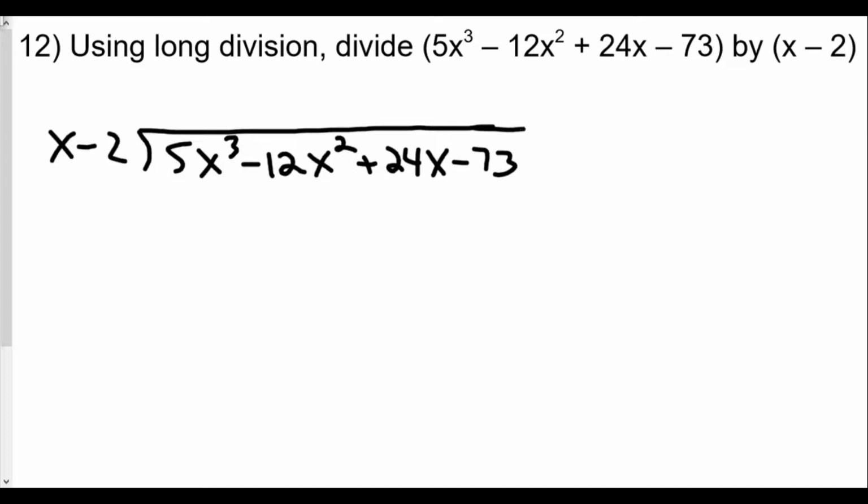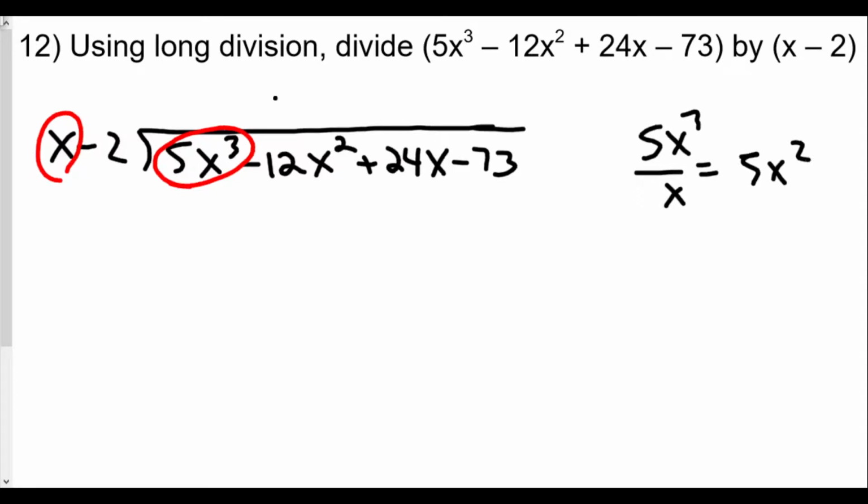And as we normally do, we want to see how many times x goes into our lead term, 5x cubed. So we take 5x cubed. Now, do you have to write this out? If it helps you, you should. Right? So 5x cubed over x is 5x squared. And that's the first term on top here.